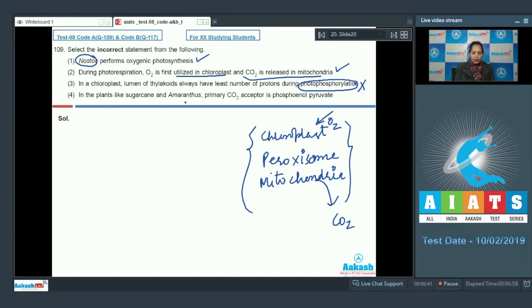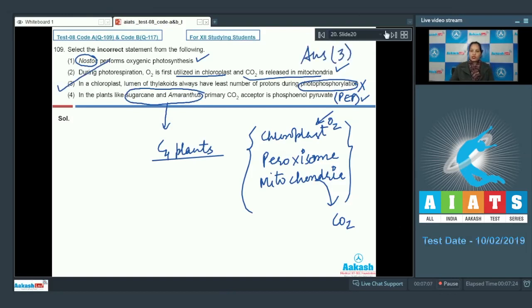Fourth, in the plants like sugarcane and amaranthus, primary CO2 acceptor is phosphoenol pyruvate or PEP. It is correct because sugarcane and amaranthus both are C4 plants, and in case of C4 plants, the primary CO2 acceptor is PEP or phosphoenol pyruvate. So the correct option for the given question is option number 3. Let's move to the next question.